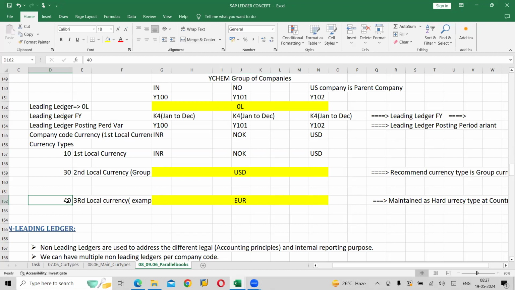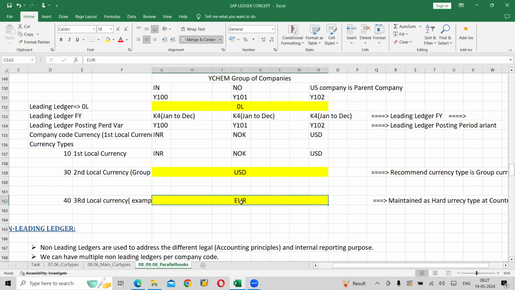When we can use hard currency, third currency or hard currency, whatever you call. When we don't have multiple valuations. If we have multiple valuations, how many currencies can we use? Two currencies. If we don't have multiple valuation, we can use three currency types. If we have multiple valuations, then we can have two currency types in S/4HANA. So here, if we don't have multiple valuations, then we can use a third local currency. That could be anything, not only euro. I took the example as a euro.